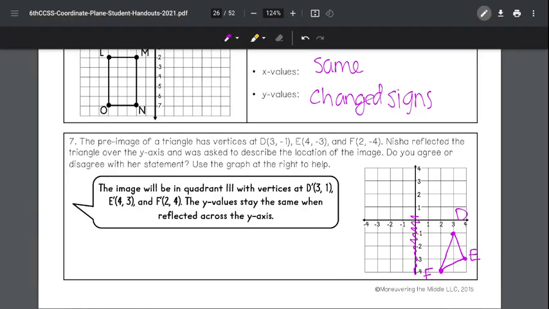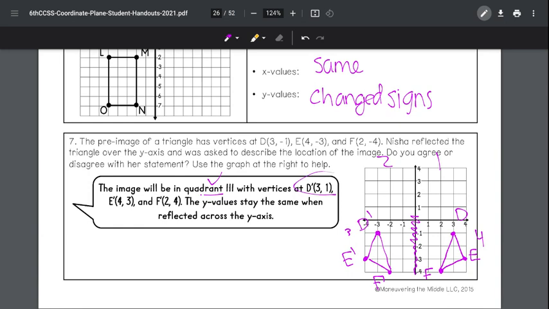All right, so let's reflect it. If D is 3 units right, now D is going to be 3 units left, D prime. If E is 4 units right, now E is going to be 4 units left, E prime. And if F is 2 units right, F is going to be 2 units left, F prime. So if I make my triangle, let's see, the image will be in quadrant 3. 1, 2, 3, 4. Okay, that's good. Quadrant 3 is good. D prime is at -3.